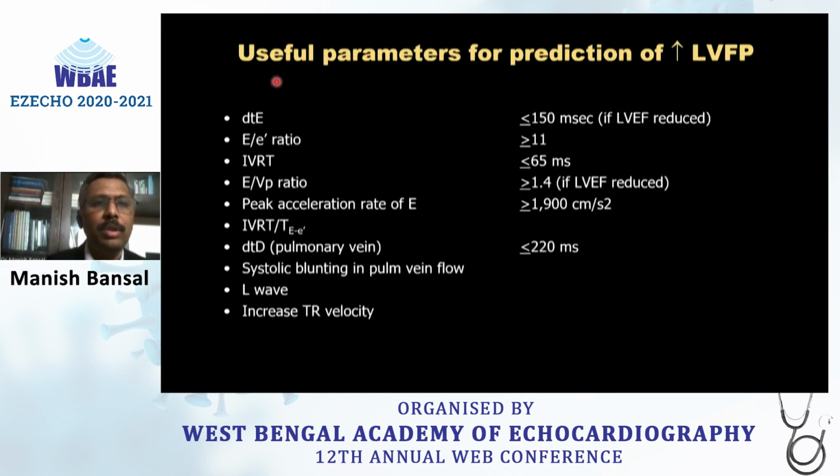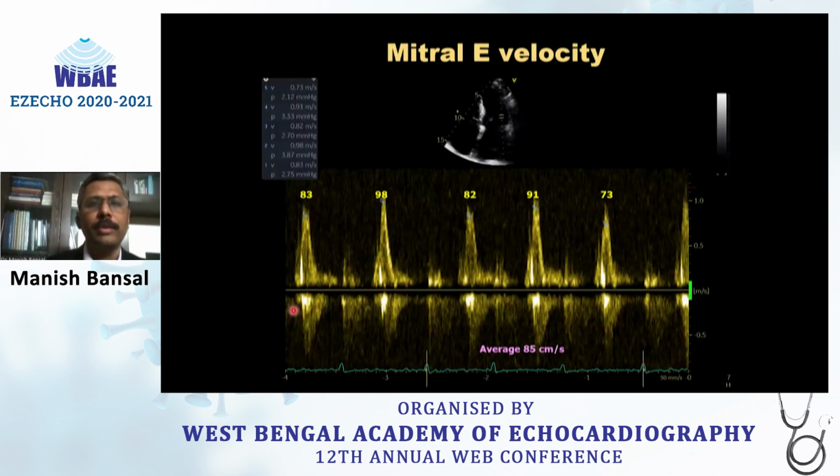We can use deceleration time of the E wave. We can look at E over E prime, IVRT, and the ratio of E to flow propagation velocity. Then we can look at pulmonary vein flow, which is quite useful. And if there's an L wave, it indicates high filling pressure, as does increased TR velocity. So I'll show you some of these in the next few slides.